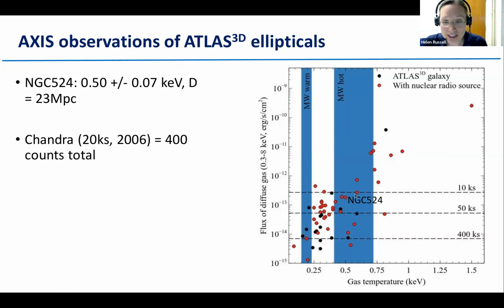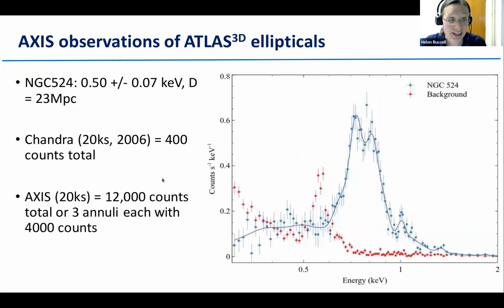Well, I'm considering an example object, NGC 524, which is this data point here, half a keV temperature for the hot atmosphere, and it's about 20 megaparsecs away. The Chandra observation of this target was 20 kiloseconds in 2006. The date's really crucial because this is before most of the contaminant buildup. So this was still when Chandra was really quite sensitive.